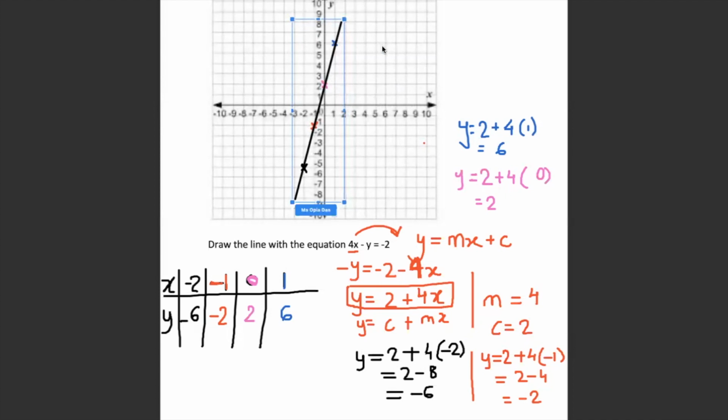Yeah, so that's our straight line, with the equation 4x minus y equals minus 2. That's a straight line.